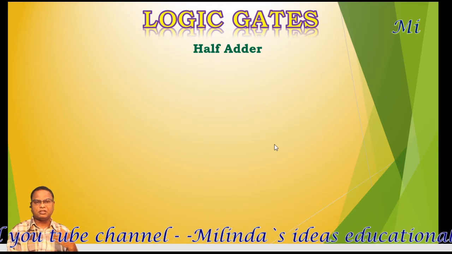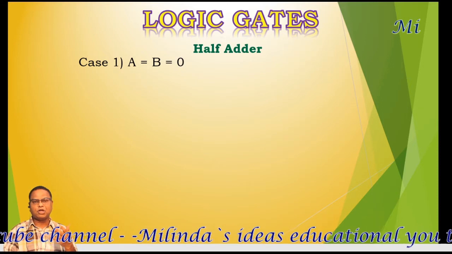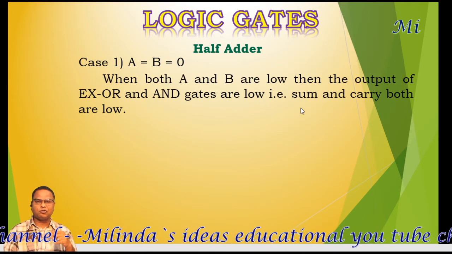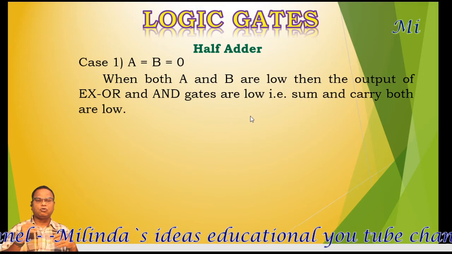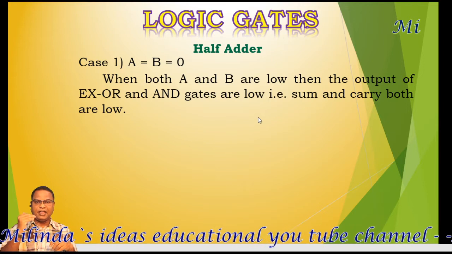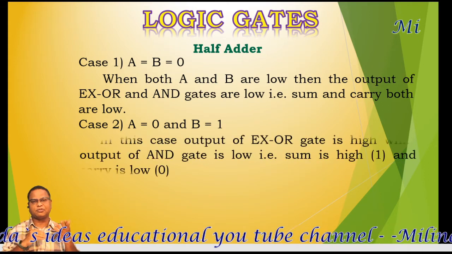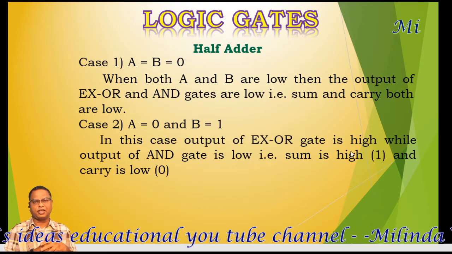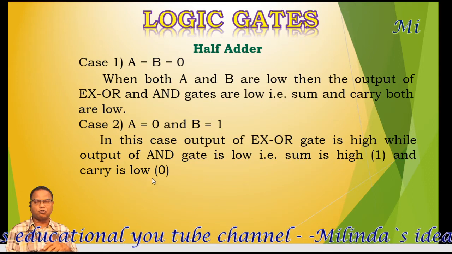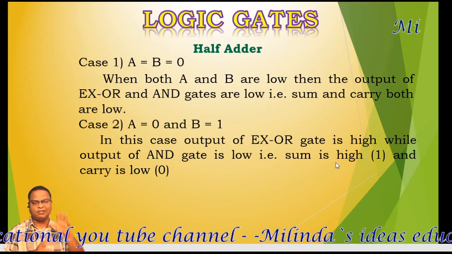Now we are going to study the cases. The first case, when both A and B are 0. The output of XOR gate is 0 because the inputs are same. And the output of AND gate is also 0 because both inputs are low. So sum is 0 and carry is also 0. But when A is 0 and B is 1, one of the inputs is high. The output of XOR gate becomes high because the inputs are not same. But the output of AND gate still remains low because one of the inputs is low. So sum is 1, carry is 0.